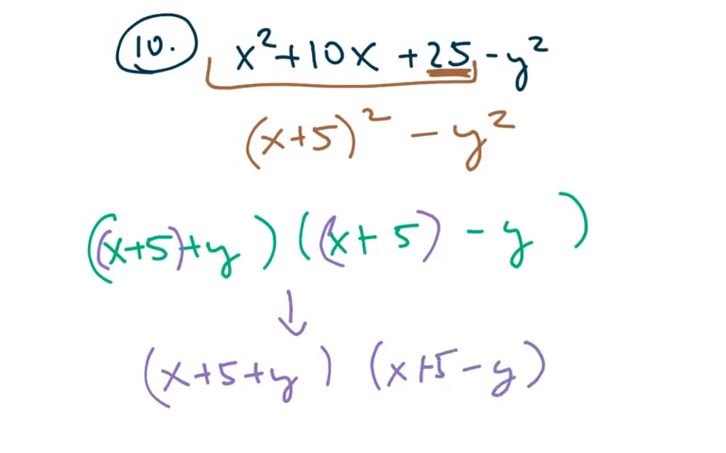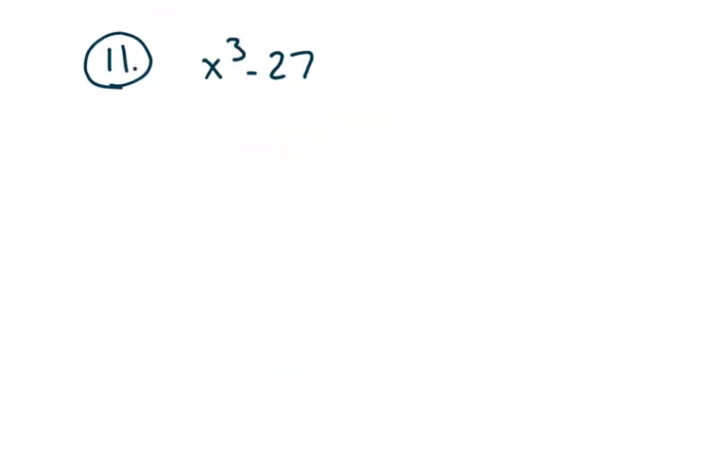So hopefully that's okay. Number 11, we have a different situation here. We notice that we have a cube here. So this is known as the difference of cubes, and this formula is given a cubed minus b cubed.